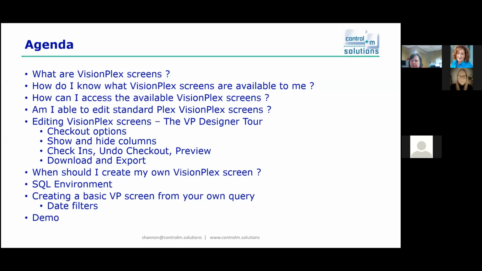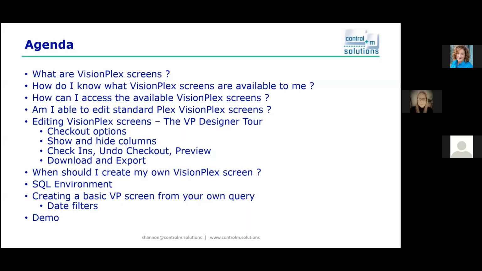We're going to talk about locating existing VisionPlex screens in our own PCNs. We're going to make them visible if they're not already. And we're going to talk through how to make some basic changes to what's being displayed in an existing screen. And we're going to take a tour of the designer. For example, maybe making columns or filters visible or hiding them. We'll also talk about different ways of checking them out and publishing them.